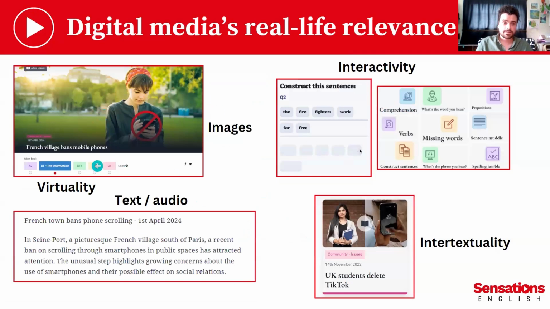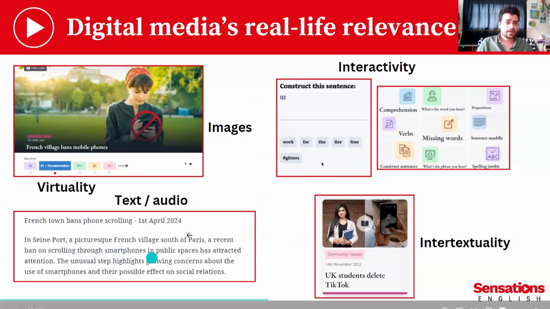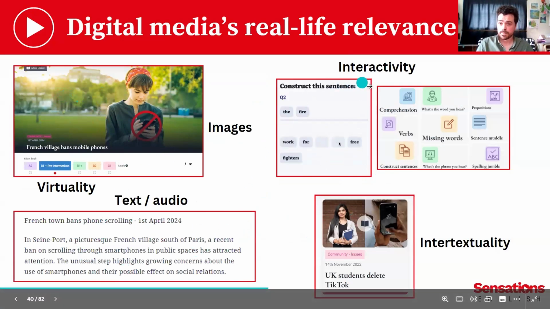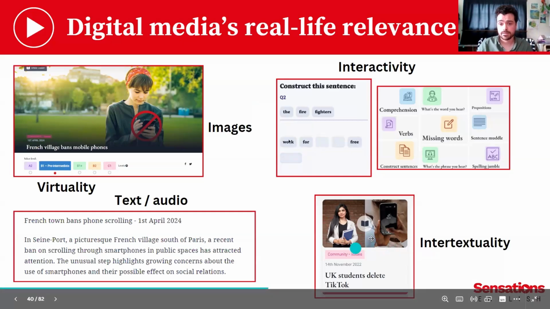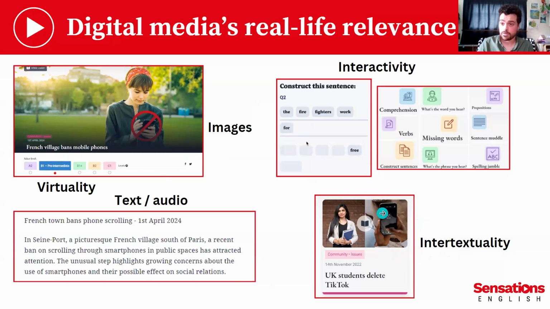So let's look at some of those aspects that apply to Sensations English. We have that it's virtual, none of this is paper. It's using text and audio. It's using interactive games. And you can compare and contrast articles and videos to other things, right? So you get an article here. It's an intertextual relationship to this one. They're both about phones, but they're different.